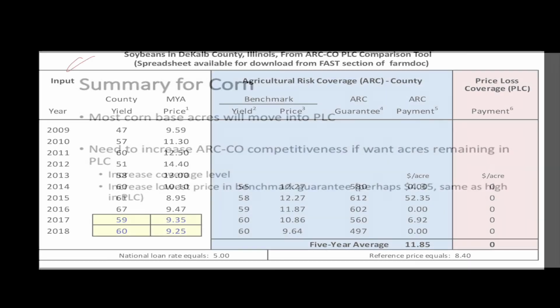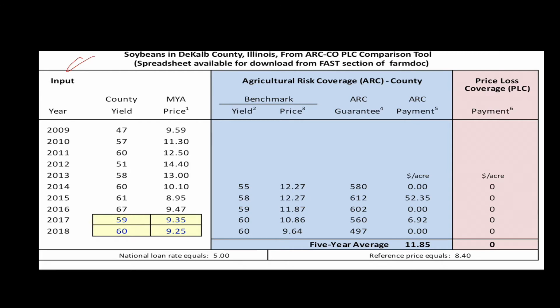Now I'm going to give an example for soybeans, a historical example first, and then looking forward. We're going to do this for DeKalb County, Illinois, again beginning with ARC County, the House version or the current version. For soybeans in DeKalb County, we have seen a couple of payments under ARC County: a $52 payment in 2015, and we're projecting a $7 payment in 2017.